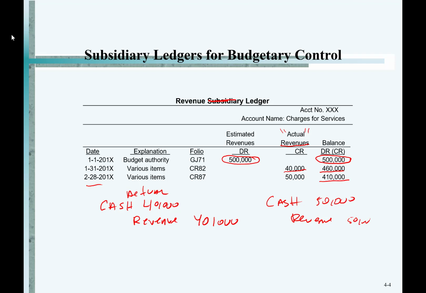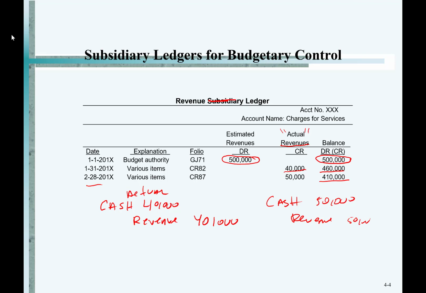So the government knows that it has what? $460,000 left to go to collect what its budgeted estimated revenues are. A little while later, I do what? I issue some more fishing licenses, whatever. I get some cash for my services, whatever. I debit cash. I credit revenue $50,000.